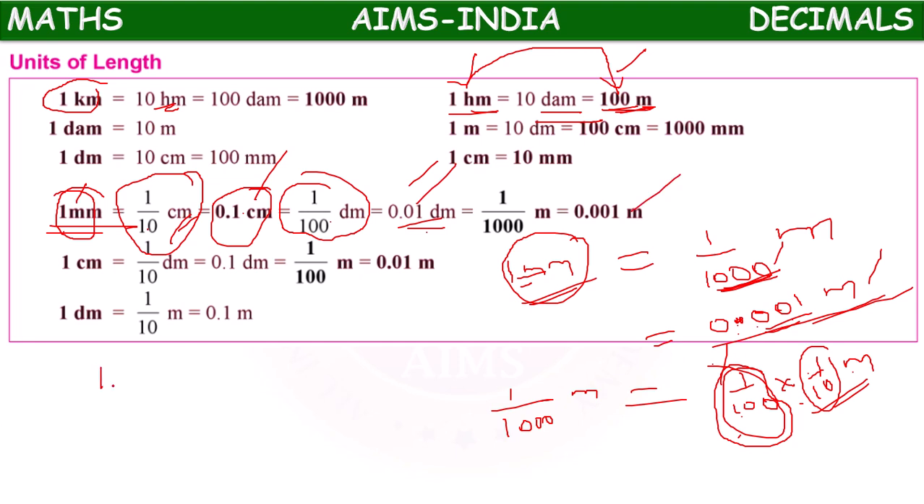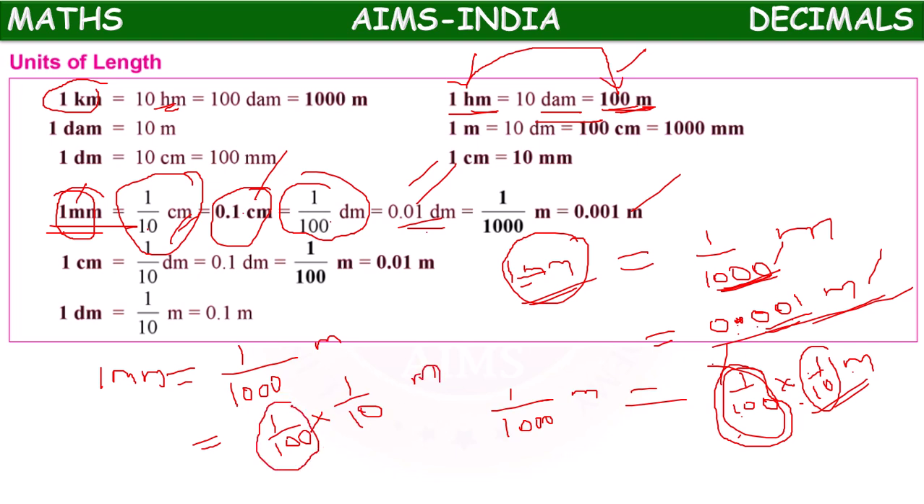Suppose 1 millimeter means 1 by 1000 meter. We can convert into meter. But 1 by 1000 can be written as 1 by 100 into 1 by 10 meter. If you keep centi in the place of 1 by 100, we will get this. Or if you keep deci in the place of 1 by 10, we will get this. So 1 millimeter can be written in terms of centimeter, decimeter, meter.